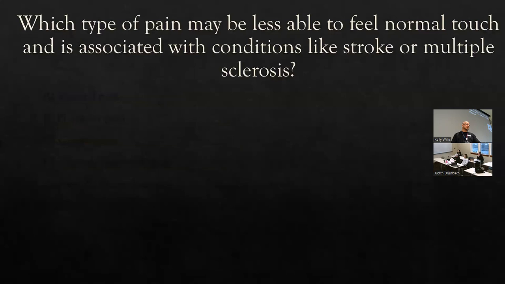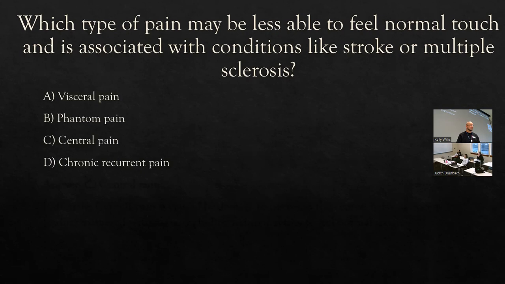Okay, which type of pain may be less able to feel normal touch and is associated with conditions like stroke or multiple sclerosis, or MS? A, B, C, or D? Then think about some of the key words in the question, like stroke or MS. Which type of pain may be less able to feel normal touch? You're like when you touch it. Yeah, when you touch people.